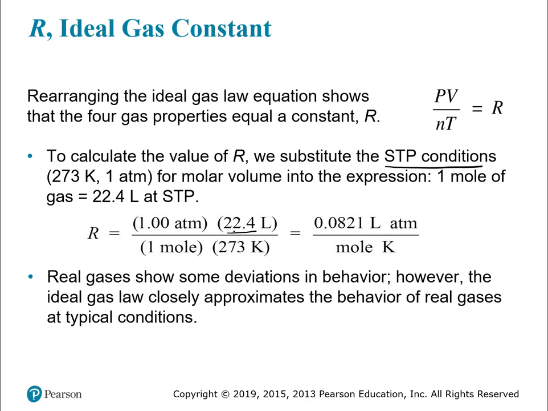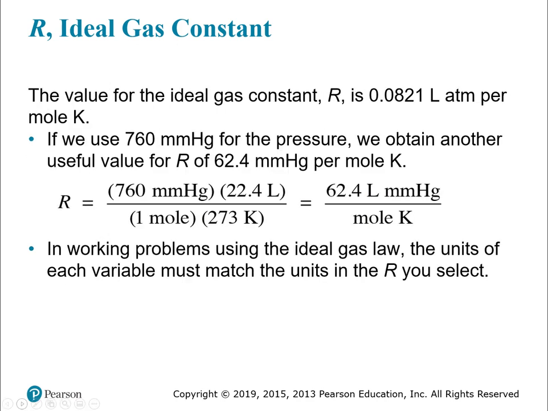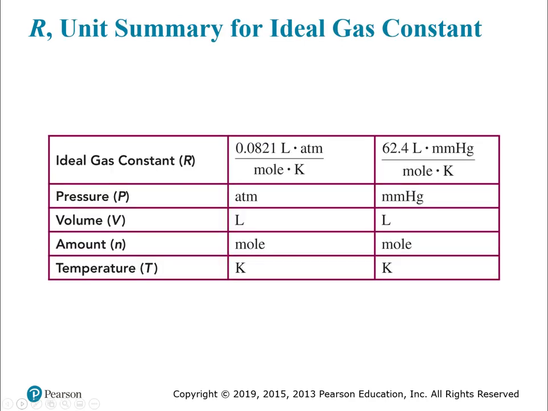So if you have liters and atmospheres, atmospheres is really the most important, then you're going to use this R value. Remember, we can have different units for pressure. If instead we use 760 millimeters of mercury, which is the same thing as 1 atmosphere, then we get a different R value, because this time we've got millimeters of mercury. When you're working with problems, make sure that you choose the R value that has the correct pressure unit. As we're going through and solving some of these, I'll point that out.